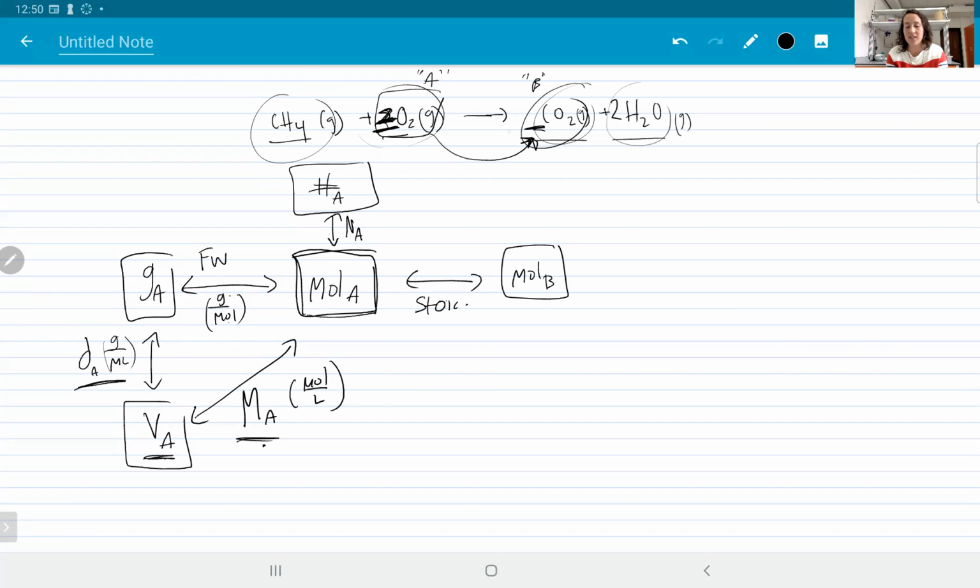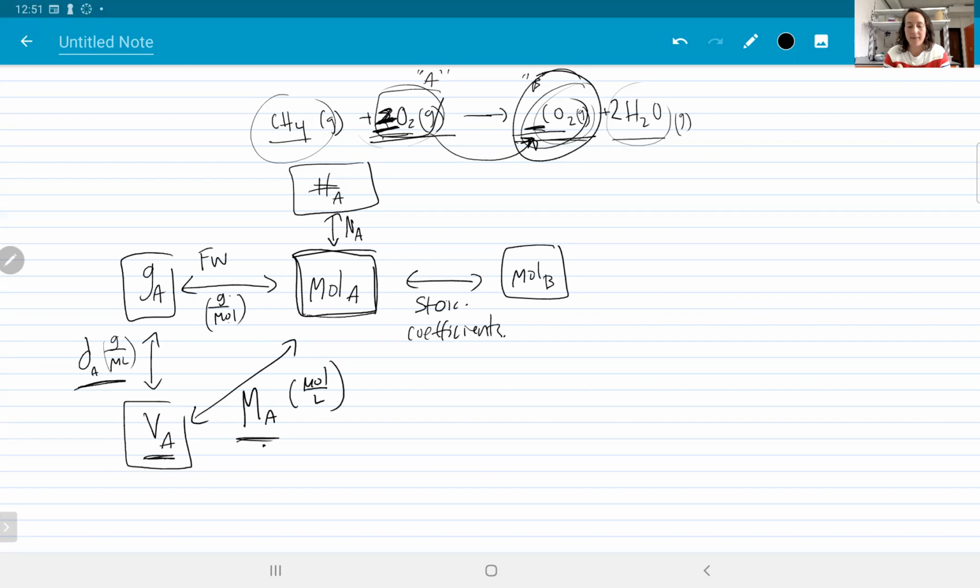So it's a 2-to-1 ratio. For every 2 of these, I get 1 of these. So it's 2-to-1. And that's the same thing as saying the stoichiometric factor. So you might even say stoichiometric coefficients. Okay. And that gets you to moles of B.